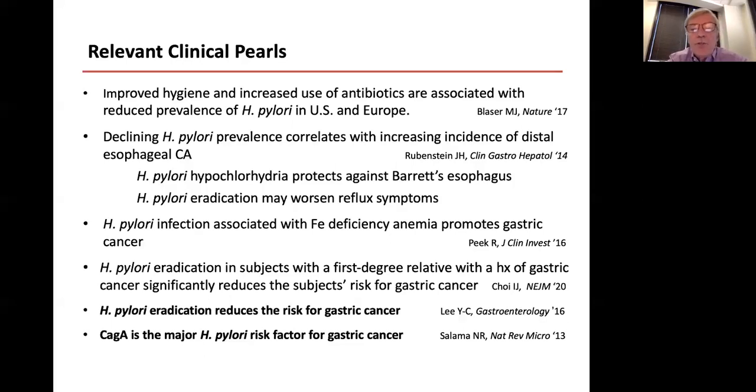H. pylori infection associated with iron deficiency anemia promotes gastric cancer. H. pylori eradication in subjects with a first-degree relative with a history of gastric cancer significantly reduces the subject's risk for gastric cancer. It's published in February in the New England Journal of Medicine. Beautiful data that H. pylori eradication reduces the risk for gastric cancer, and CagA is the major risk factor for H. pylori associated gastric cancer.